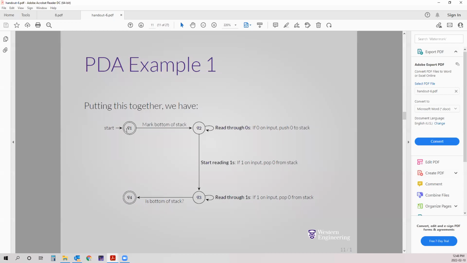Who can tell me why we also make Q1 a final state? Why do we mark Q1 as a final state? Empty string. If we don't have zeros and ones, we have an empty string, then we should accept. No zeros, no ones, then logically the number of zeros is equal to the number of ones, which is equal to 0 as a count. That's why if we receive an empty string and we don't have zeros and ones, then we can accept also.